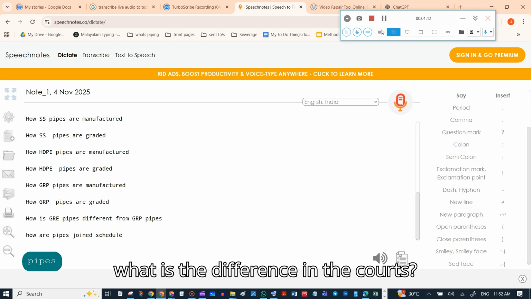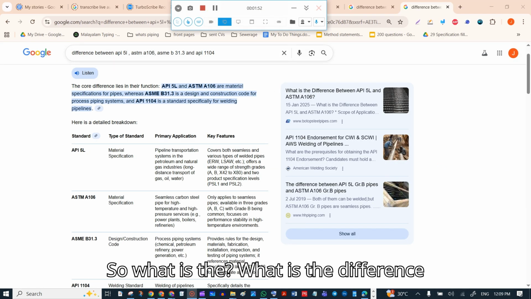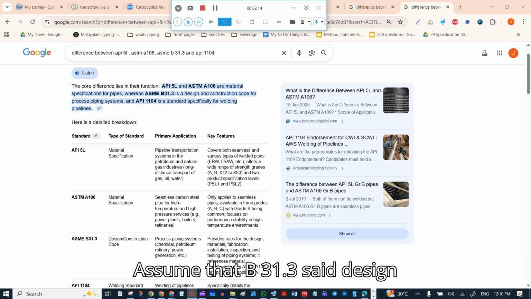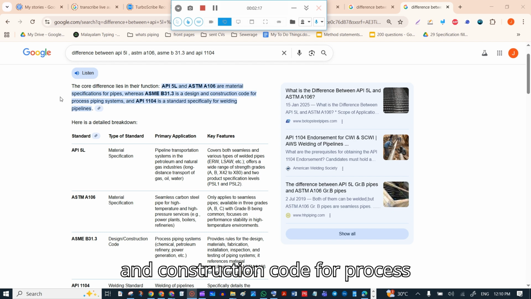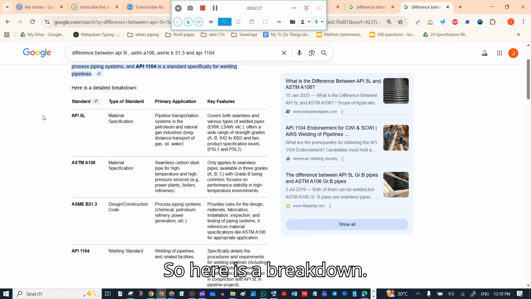Now, for the second one, what is the difference in the codes that we are going to discuss now? So, what is the difference between these codes: API 5L, ASTM A106, ASME B31.3, and API 1104? API 5L and ASTM A106 are material specifications for pipes. ASME B31.3 is a design and construction code for process piping, and API 1104 is the standard specifically for welding pipelines. So here is a breakdown.